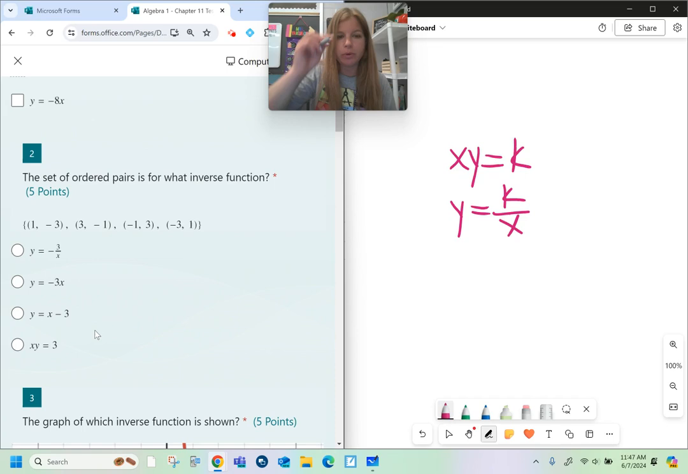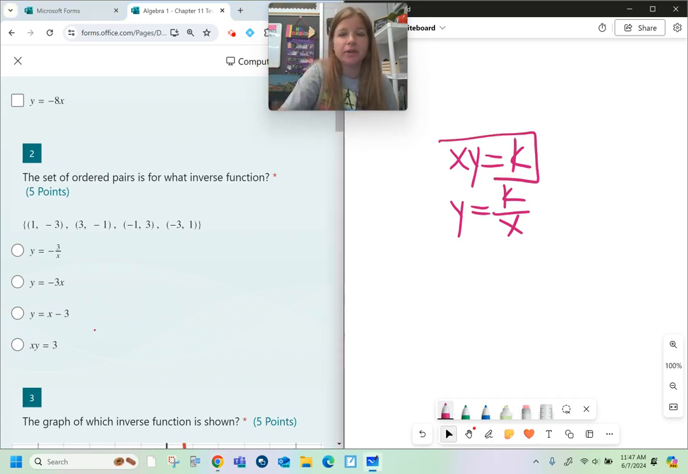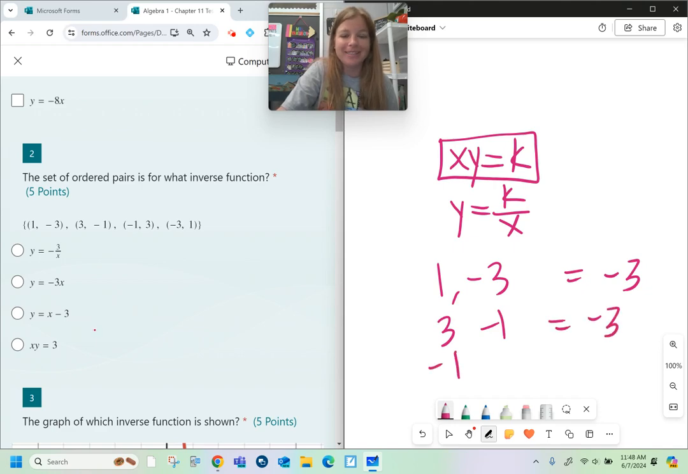Number two, the set of ordered pairs is for what? Inverse function. So if I know that this is an inverse function, that means when I multiply x and y together, I get the same k value. 1 times -3 is -3. 3 times -1 is -3. -1 times 3 is -3. I think you get the point.